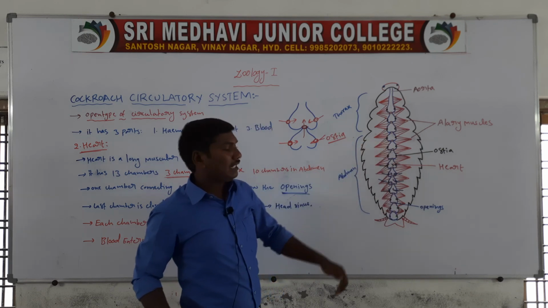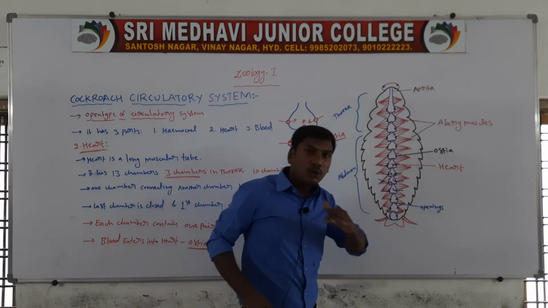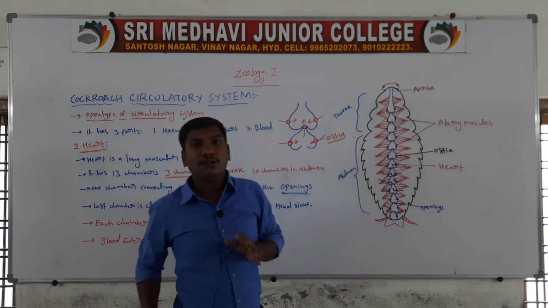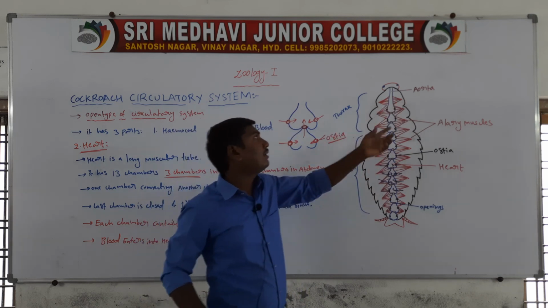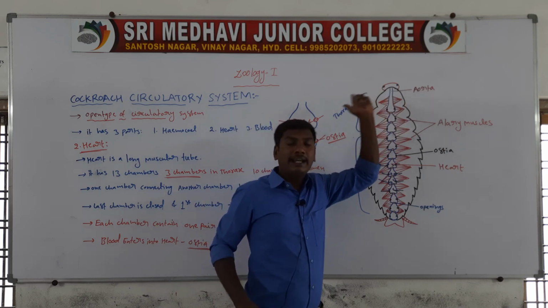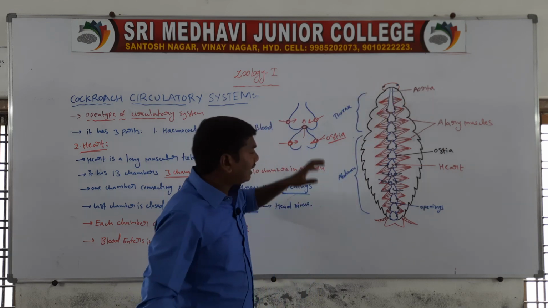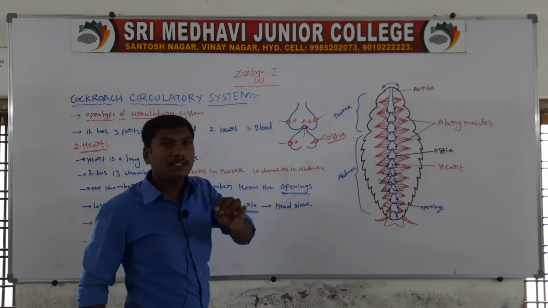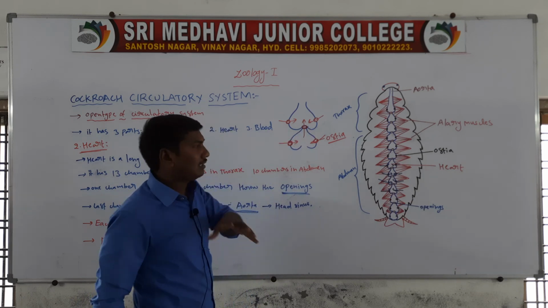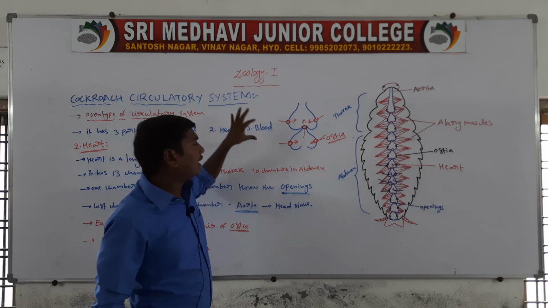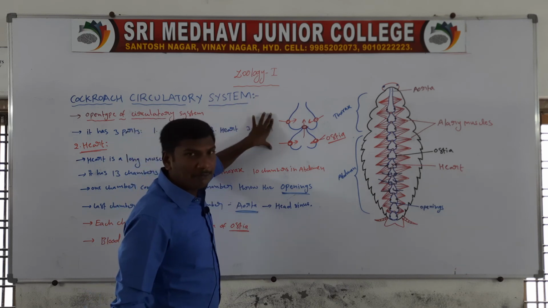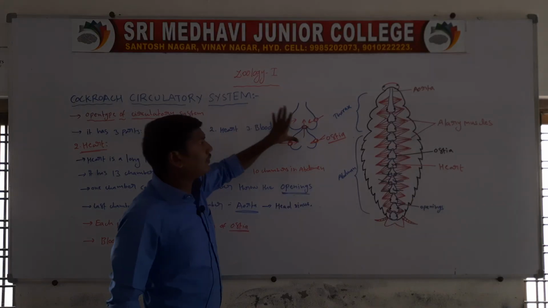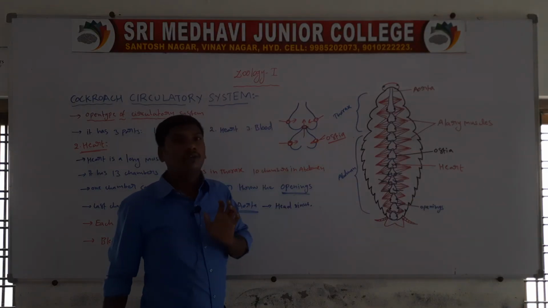The 13th chamber is closed. The first chamber is continued to the aorta. This aorta opens into the head sinus. Next, each chamber contains one pair of ostia. The ostia function is to allow blood from the hemocoel to the heart only.